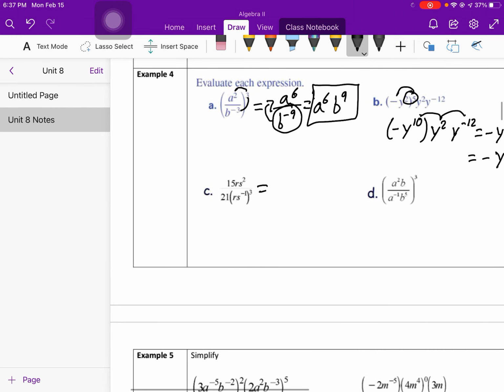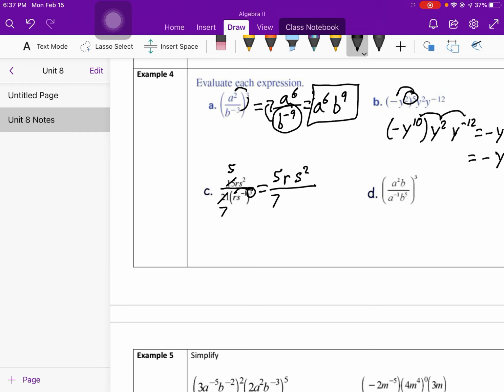Continuing on here, darken this in. Now, once we introduce numbers and variables in division, remember that we're going to want to simplify. So what you can do right away is look for what goes into 15 and 15, or 15 and 21, which would be 3. So this is going to become a 5. This is going to become a 7. Then I'm just going to simplify a little bit further. So we get 5rs squared over 7.